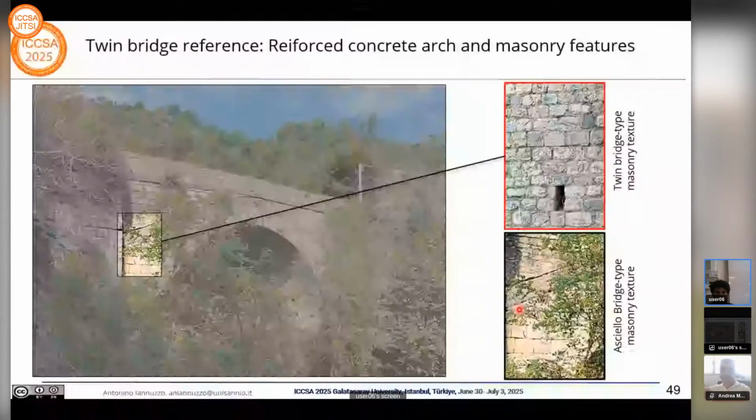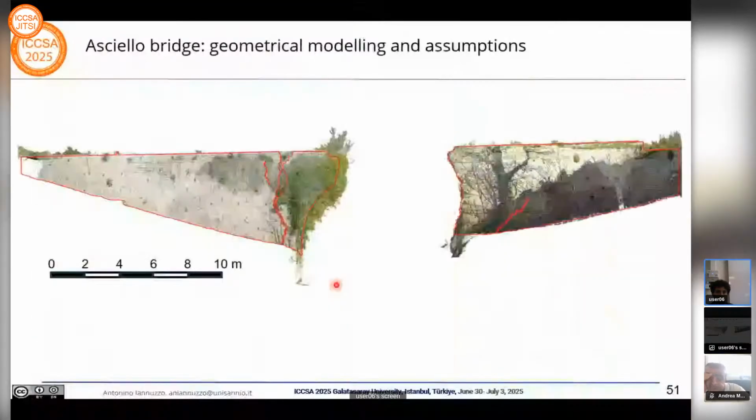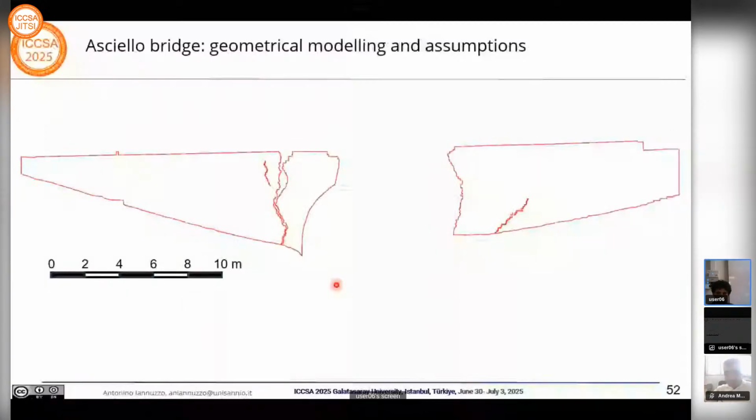One of the motivations for this was that, most likely, as we will see at the end of this analysis, the thickness of the masonry arch is not enough to stand on its own weight. Or better, it's very close to the minimum thickness. This is the geometry that we reconstructed.